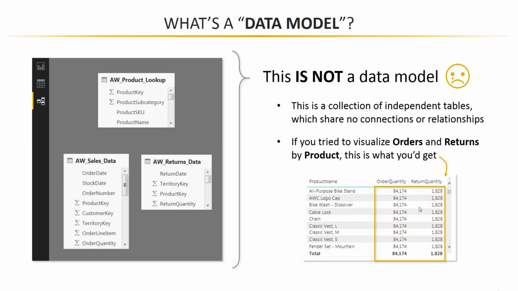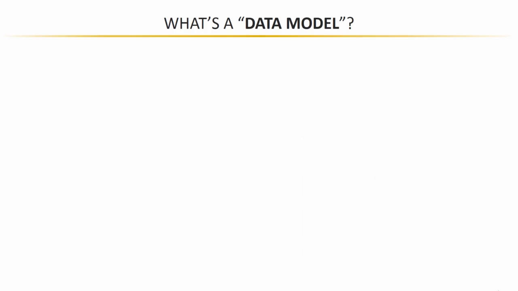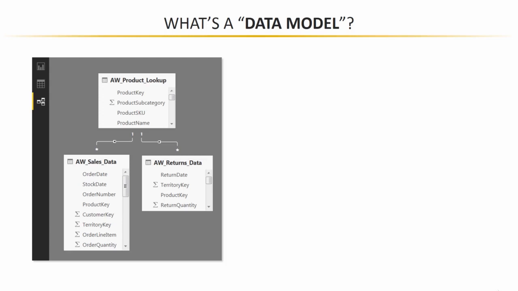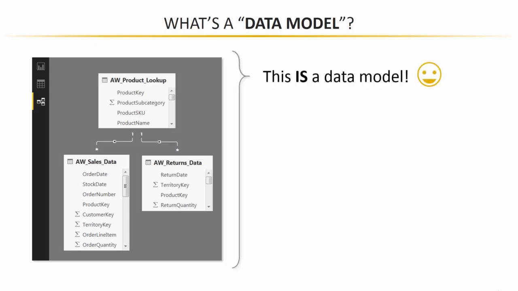And again, that's because both the sales and the returns data tables have no idea that there even is a product lookup table that exists in the universe, let alone how to break down those quantity values by individual product names. So if this is not a data model, then what is? Well, let's consider that same structure, that same relationships view, except now we have relationships connecting the tables together. This is a data model.